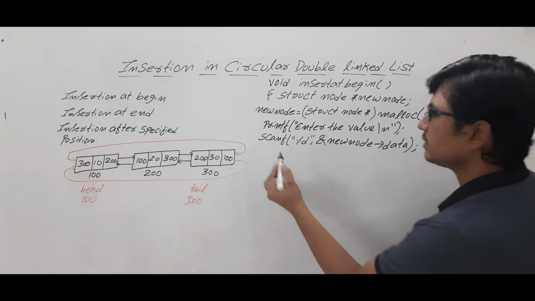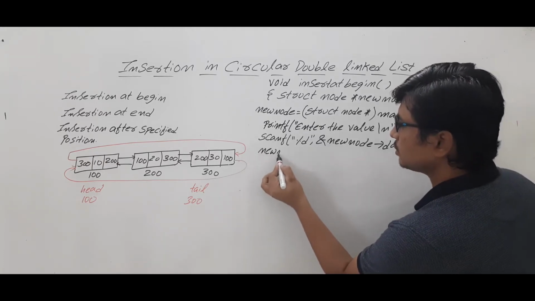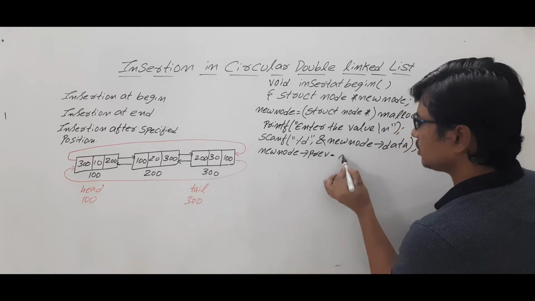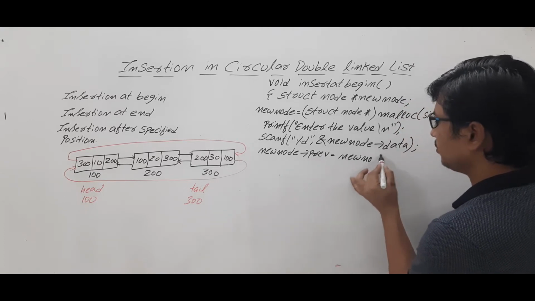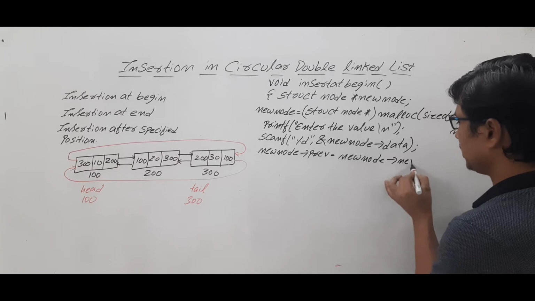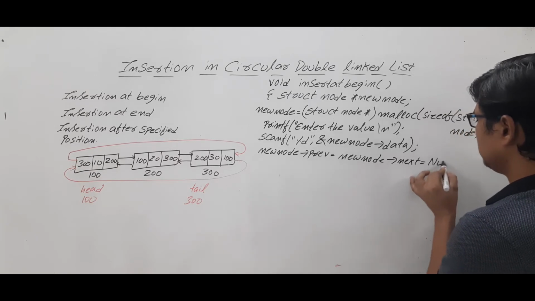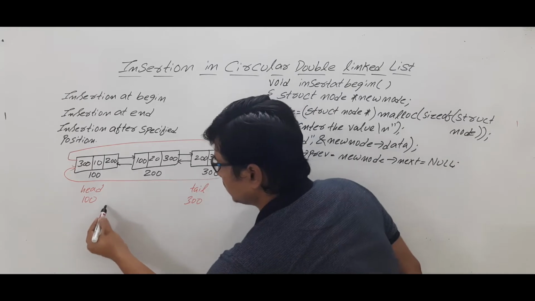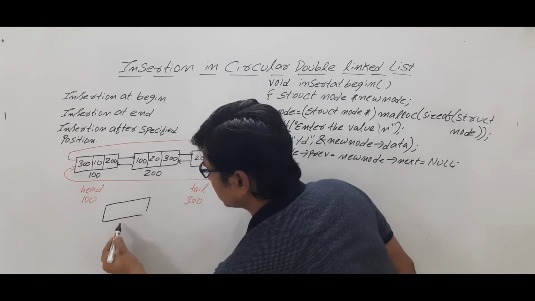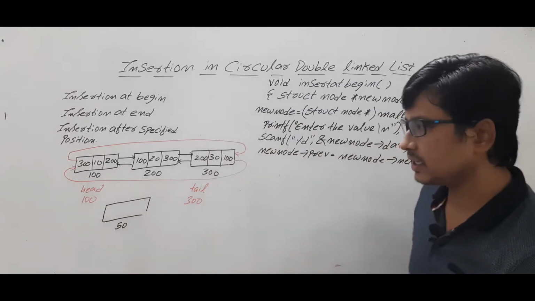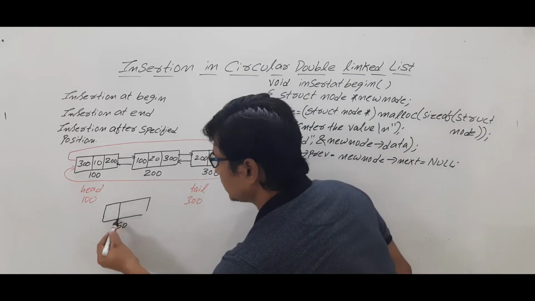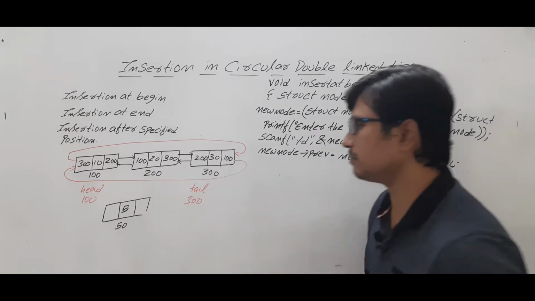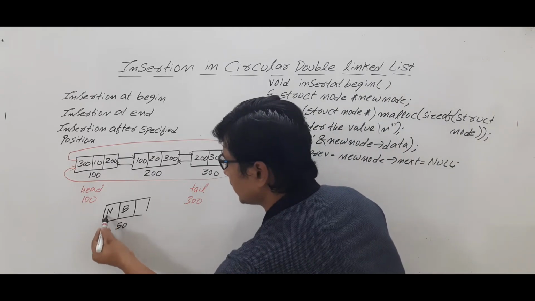Once it is done, I need to write new node of previous is equal to new node of next is equal to null. Let's assume that we have created a new node at the address location, let's take 50, and it has the data, let's take 5, just for your understanding. And we assign null and null here.